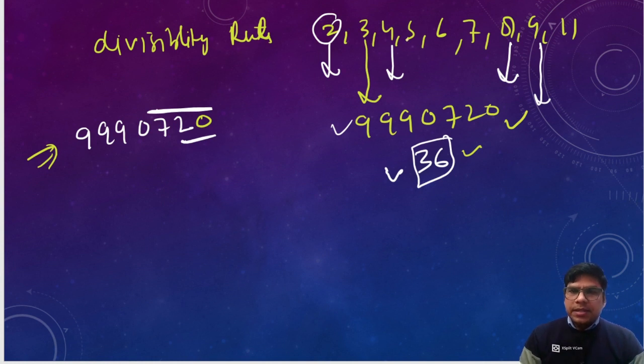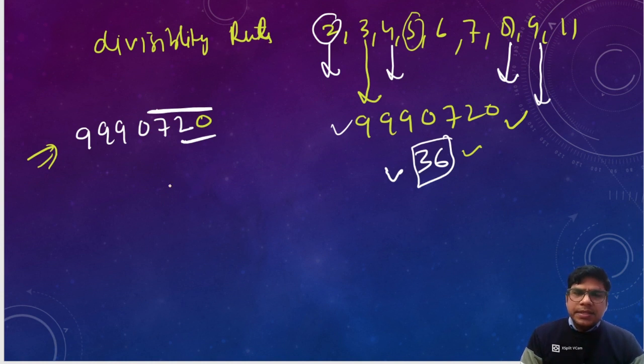Similarly, if the last digit or unit digit of any number is either 0 or 5, then that number is exactly divisible by 5. So these are some rules that we can use as a tool to solve questions related to LCM. Okay. Now one more thing.